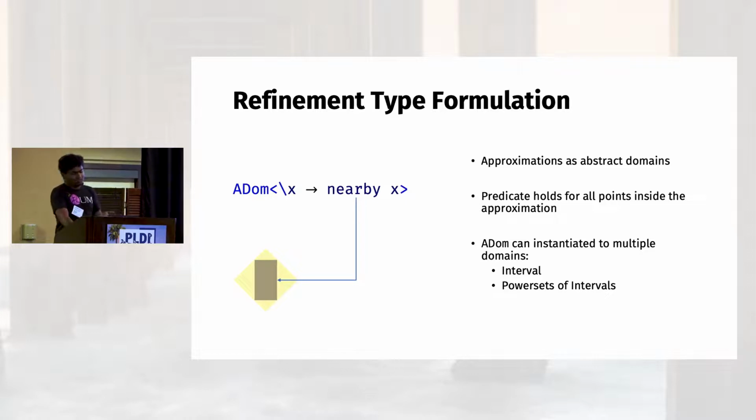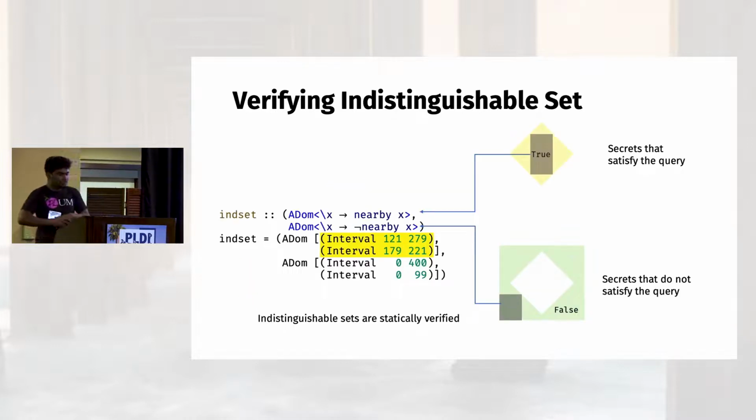right? And in our work, we instantiated ADOM with intervals or power set of intervals. So you define the value for the type, and then automatically it can be checked by liquid Haskell if those indistinguishable sets are correct or not. Now we mentioned before that there are two possible indistinguishable sets. One for the true response, one for the false response. And if you look at the refinement types, the predicates specify that. The first refinement type says any point inside is nearby, and the second refinement type says any point inside is not nearby for the false indistinguishable set.